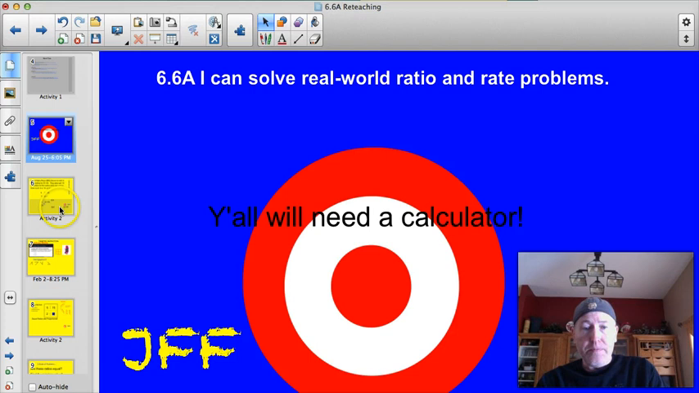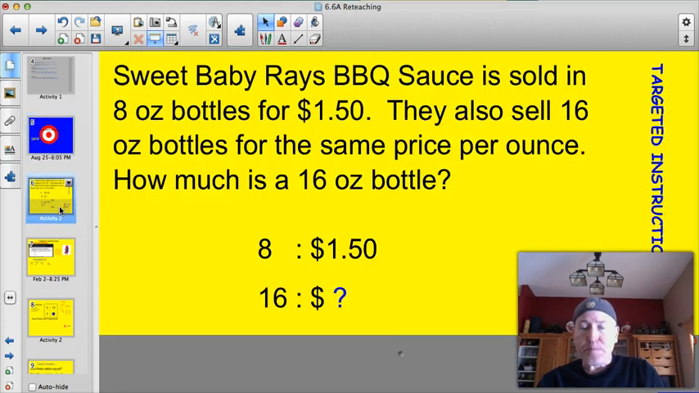All right. Start with the problem as always. Sweet Baby Ray's barbecue sauce, the best barbecue sauce, is sold in 8-ounce bottles for $1.50. They also sell 16-ounce bottles for the same price per ounce. How much is a 16-ounce bottle? These are the type of problems we're going to be solving tonight.